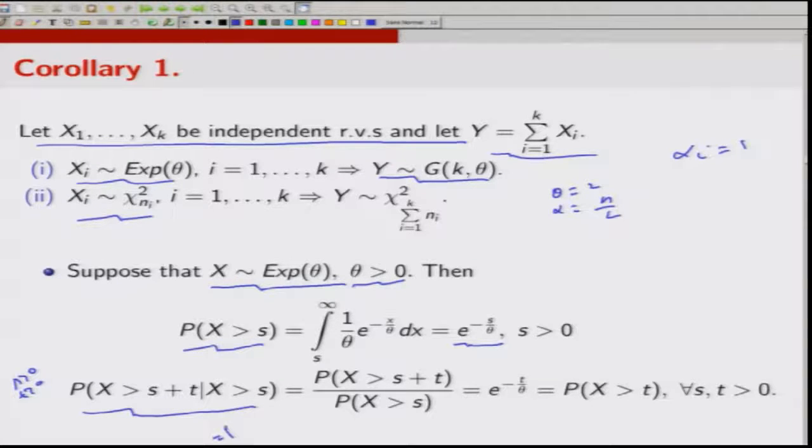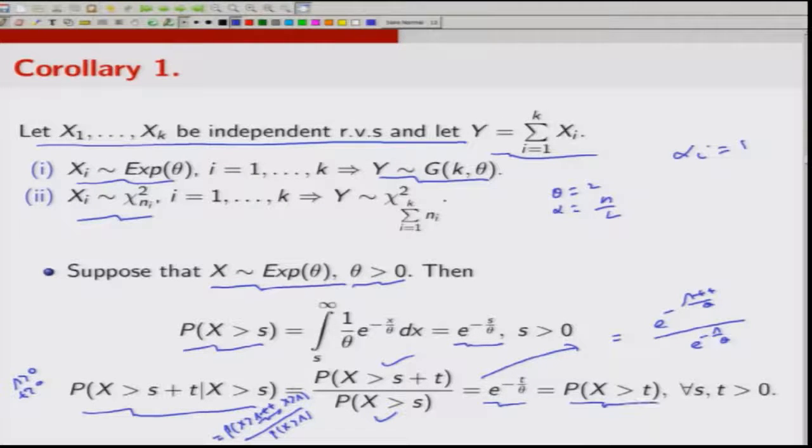So, this would be the probability that X greater than s plus t and X greater than s, divided by the probability X greater than s. But s and t both are positive, so the intersection of X greater than s plus t and X greater than s would be X greater than s plus t, divided by X greater than s. Now the probability X greater than s plus t is nothing but e to the power minus (s plus t) by theta, divided by the probability X greater than s, which is nothing but e to the power minus s by theta. So e to the power minus s by theta gets cancelled in numerator and denominator, so you get e to the power minus t by theta, which is the same as the probability X greater than t.